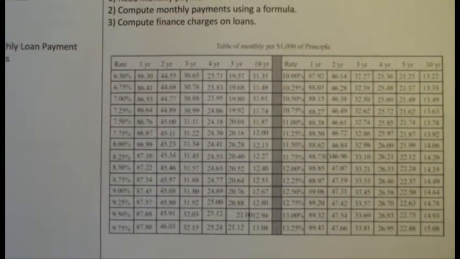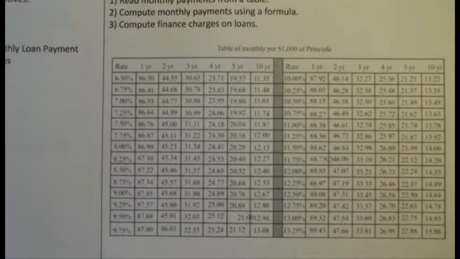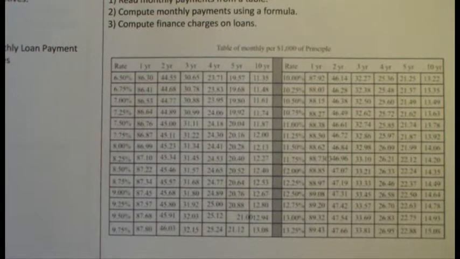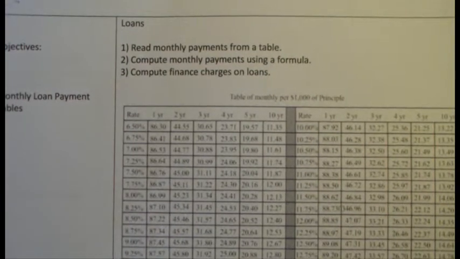All right, these are the notes for 4.2, which is over loans. Our objectives: 1, read monthly payments from a table. 2, compute monthly payments using a formula. And 3, compute finance charges on loans.